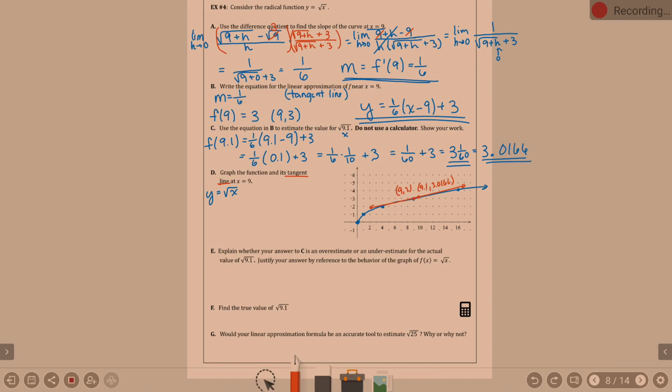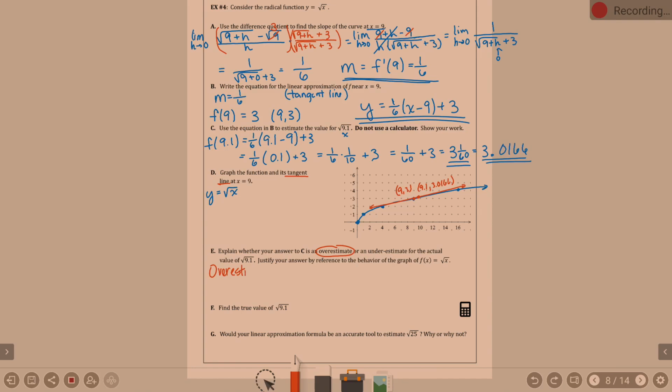Overestimate or underestimate? Okay. Why is it an overestimate? That's above the graph. Right, because your tangent line is lying on top of the graph, right? And when you talk about the fact that the graph is curved down, I use that word concave down, right? So because the graph is concave down, it's an over approximation. And that's because the tangent line lies above the curve. Okay?